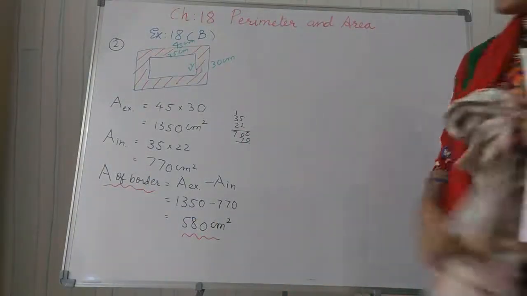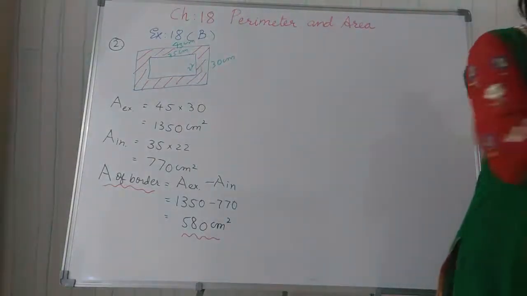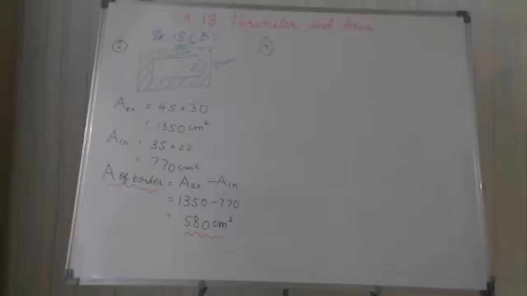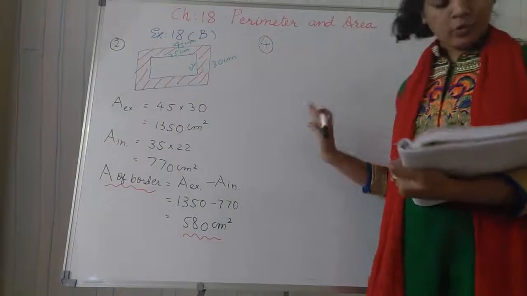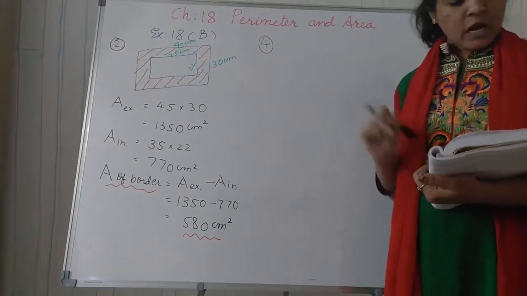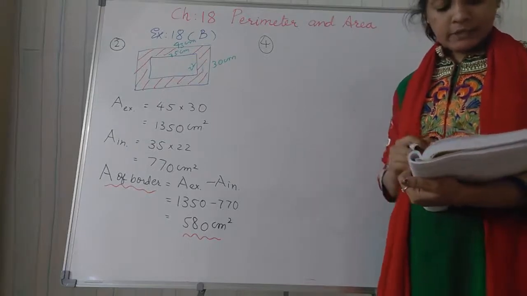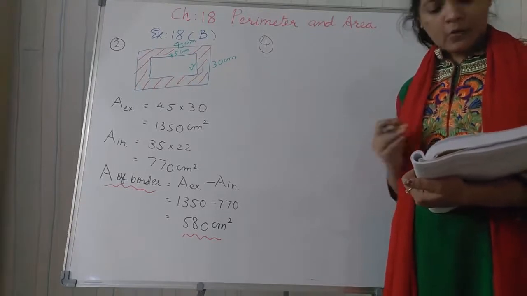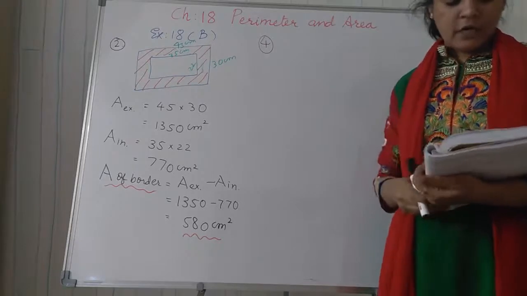So do you understand, students, how we are solving this type of question in which we have to find the border or something of that kind? So now let us continue with question number 4. Question number 3, you need not solve, students. It is okay. We take question number 4. A sheet of paper measures 30 centimeter by 20 centimeter. A strip 4 centimeter wide is cut from it all around. Find the area of the remaining sheet and also the area of the strip cut out.